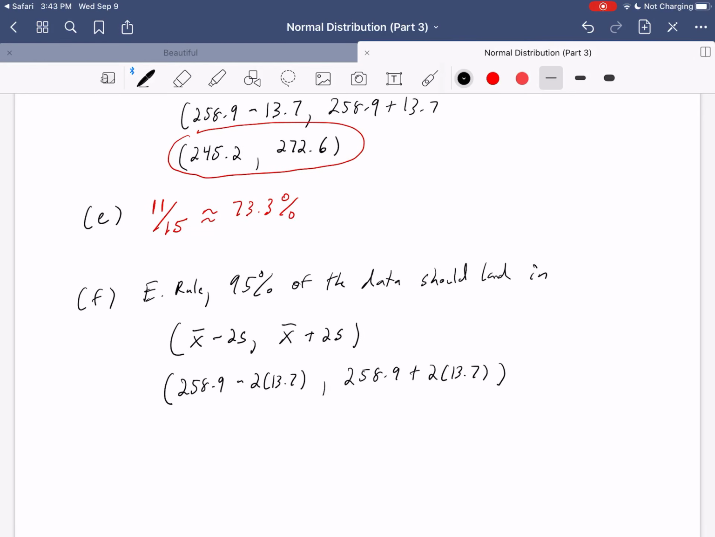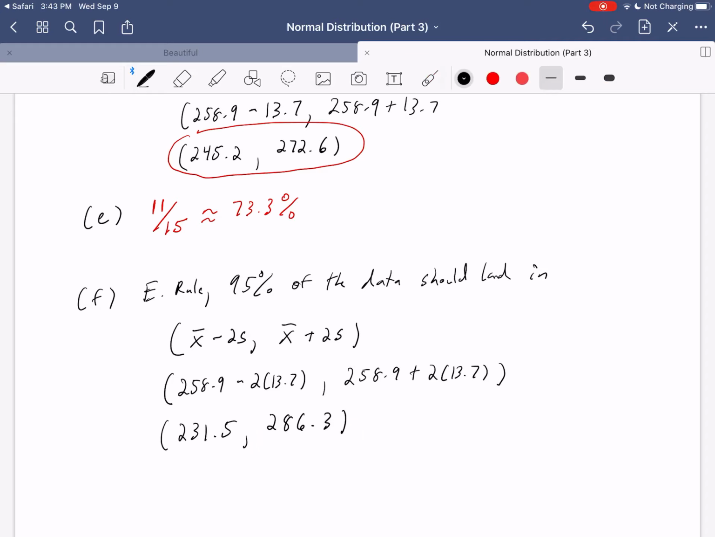Just directly type each one into your calculator. So 258.9 minus 2 times 13.7. The low end should be 231.5. And 258.9 plus 2 times 13.7. The high end should be 286.3. So there we go. 95% of the data should land in this interval, 231.5 up to 286.3.